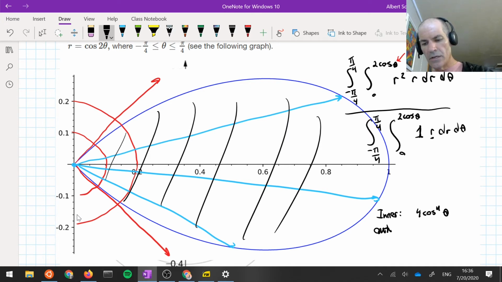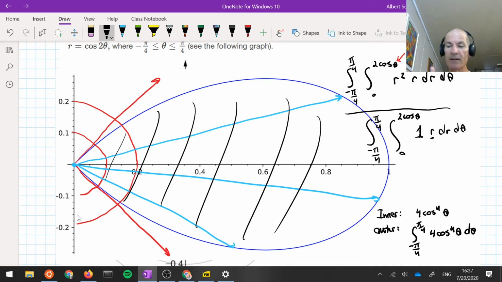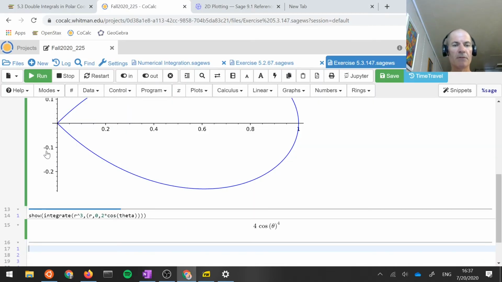The outer integral, minus pi over 4 to pi over 4 of 4 cosine to the 4th theta d theta. Now, does anybody here know how to integrate cosine to the 4th? Honestly, I don't have it memorized, but I know how to figure it out. You have two paths here, and I'm going to kind of remind you of both of them.